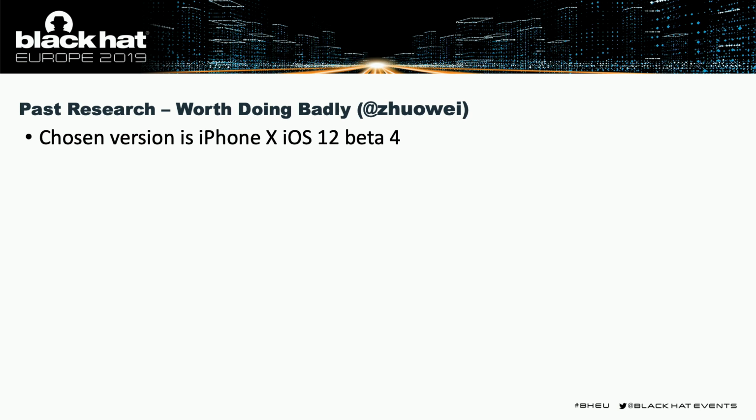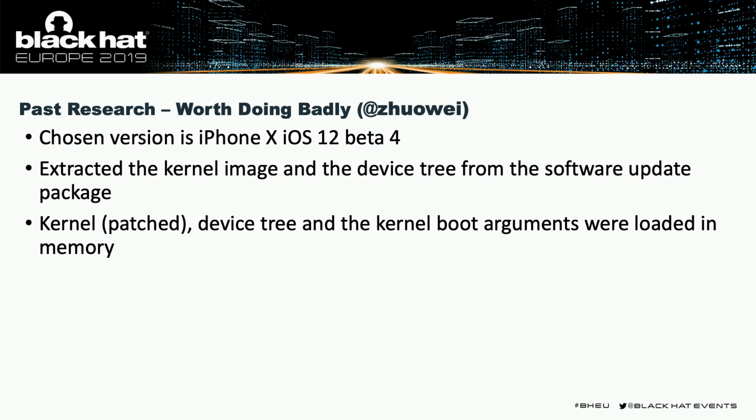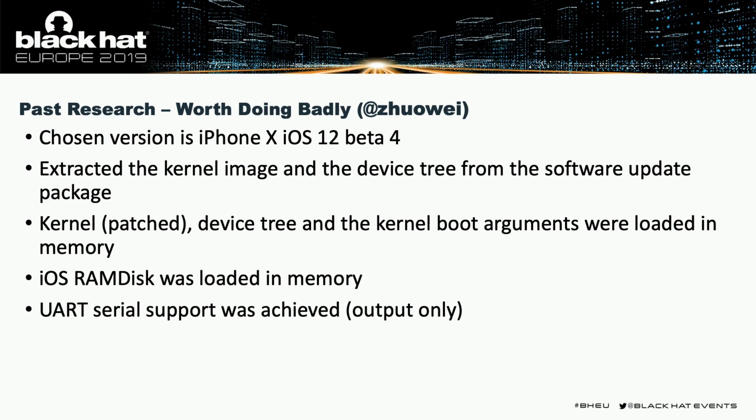So they chose to work on iOS 12 Beta 4 for iPhone 10. They were able to extract the kernel image and the device tree from the software update freely available on Apple servers. They were able to patch the kernel and the device tree and load them both and the kernel boot arguments into the emulated device's memory. They were able to extract the RAM disk from the software update and also load it into the emulated device's memory.